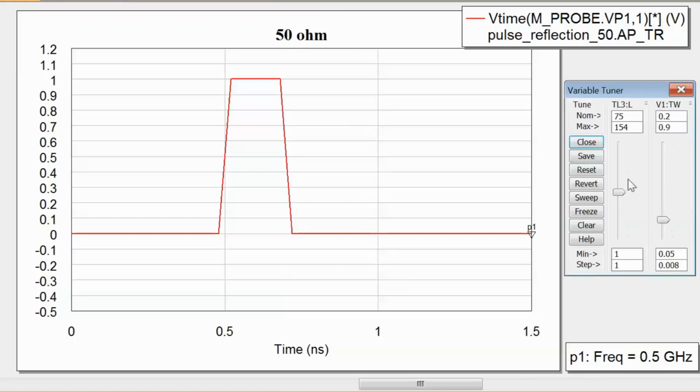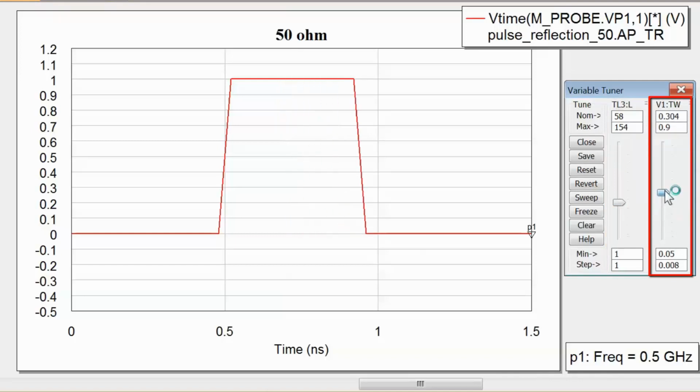Now, if I open the tuner, and if I tune the length of the line, you can see that there is absolutely no difference in what happens here, and also if I tune the pulse width, yet again you see that there is absolutely no difference in what goes on, because there is no reflected voltage at all.